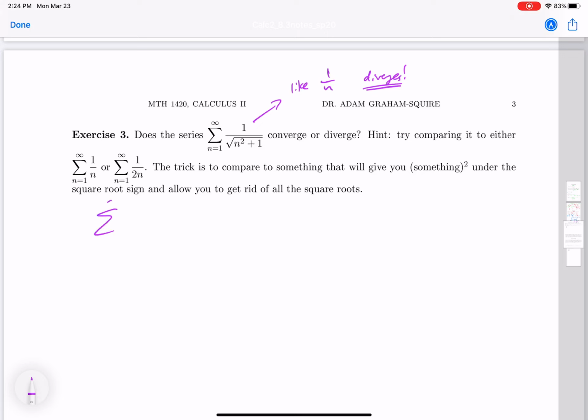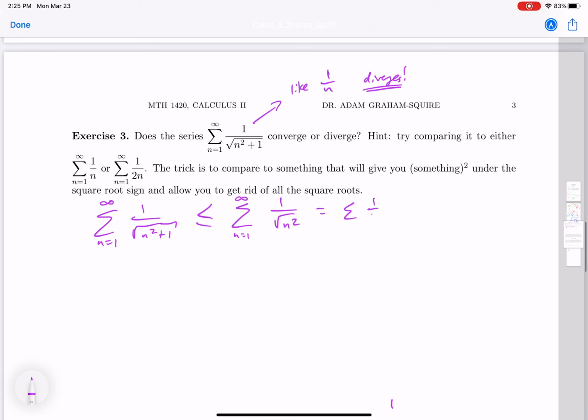So if I do this comparison to try to get to that 1 over square root of n squared, what I have to do, if I'm removing a plus 1 from the bottom, that makes the denominator a little bit smaller. And if I make the denominator smaller, my overall expression gets a little bit bigger. It's definitely going to be less than, but I'll just say less than or equal to. And this, of course, is equal to the sum of 1 over n, and that's the harmonic series, which diverges.